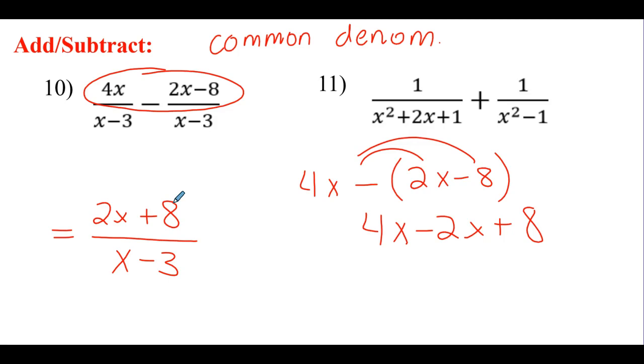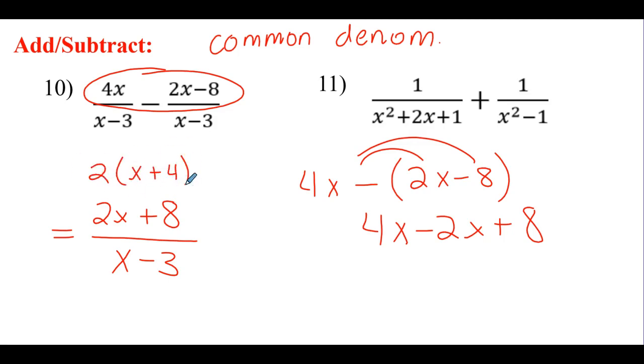Now, sometimes after doing that, something will cancel on the top and the bottom. So does anything cancel here? No, but there is a GCF. It's worth checking. Obviously, they're not, one's plus and one's minus, so nothing's going to cancel. But what could we do to the top now? You could factor out a 2, which would leave behind x plus 4.